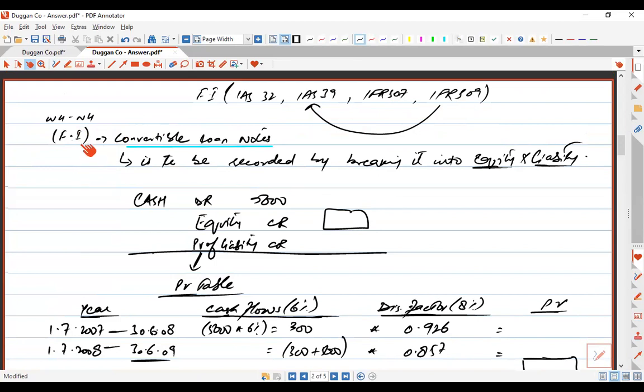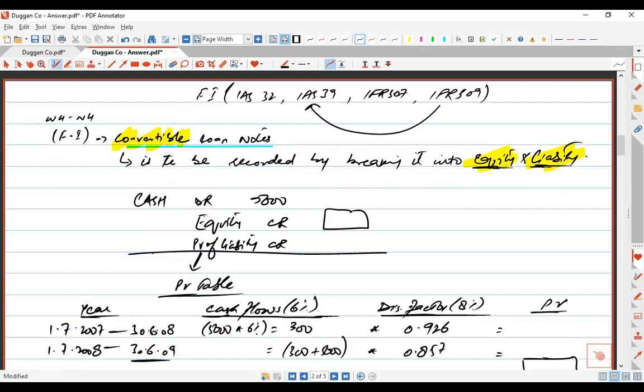In note 4, there are financial instruments, and a convertible loan note is there. This convertible loan note is recorded by breaking it into equity and liability. Why do we normally break it into equity and liability? Because these are convertible. Due to this conversion nature, we record it into equity and liability.